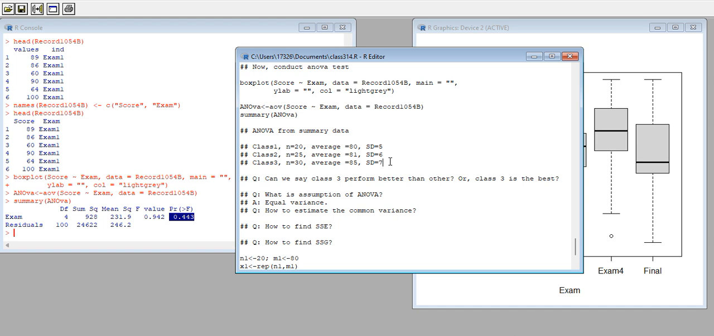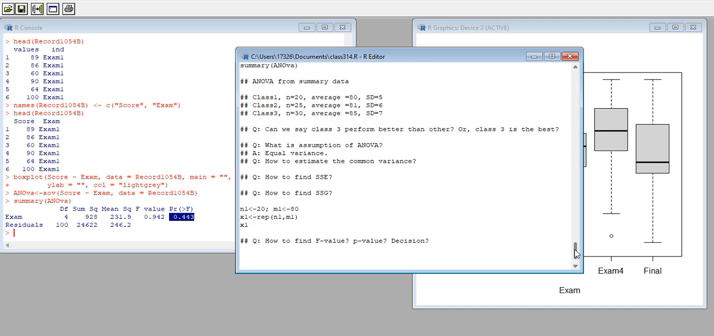Suppose I teach class 3. The data give us some information, the evidence that class 3 performs better than the other 2 classes, right? So suppose I teach class 3, and I want to say my class performs significantly better than the others, or among the 3 classes, my class is the best. So can I say that? I cannot answer this question yet. We can check this question later on.